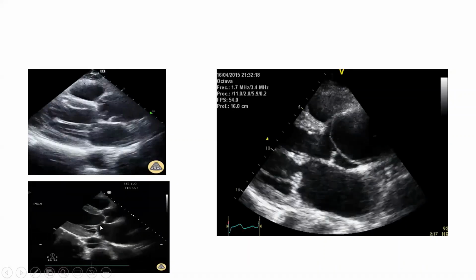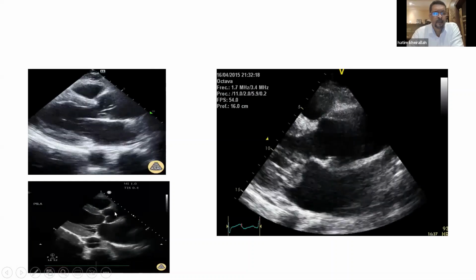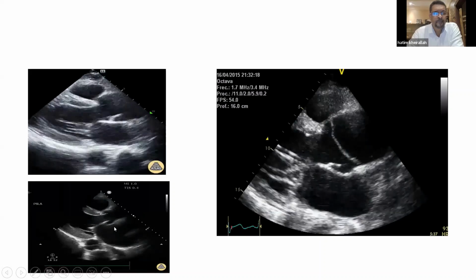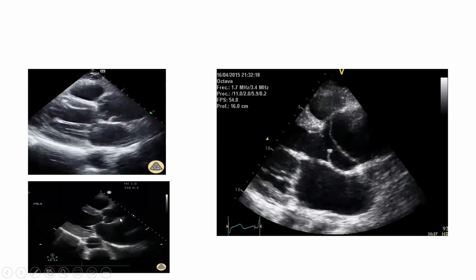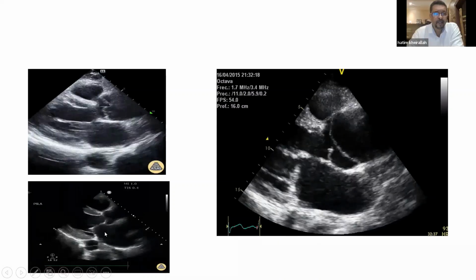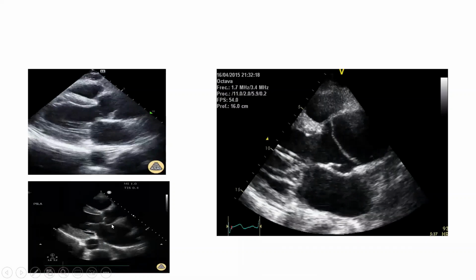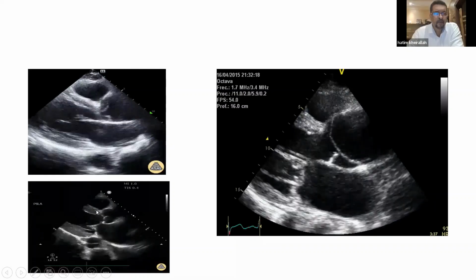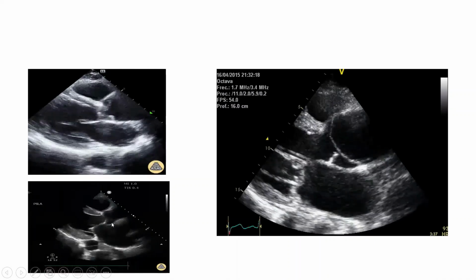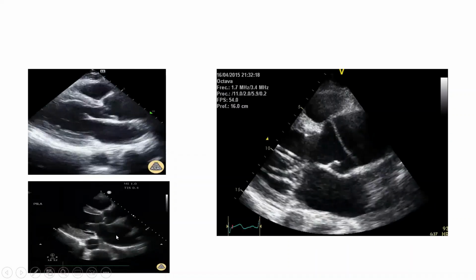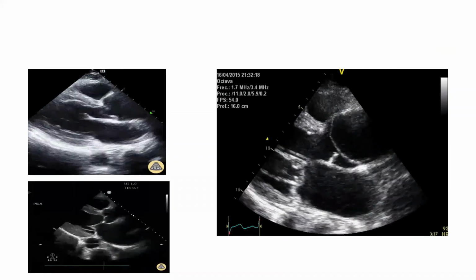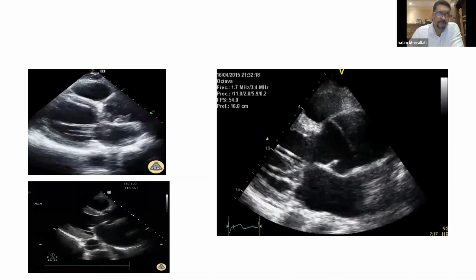And what about the echo here? This involves the root, type A. Sorry? It involves the root and the valve. Which one? The second one here at the bottom. Yeah. Uh-huh. In the bottom, the dissection is in the descending thoracic aorta. Thank you so much, Yaraba. Yeah, this is a good observation, by the way.